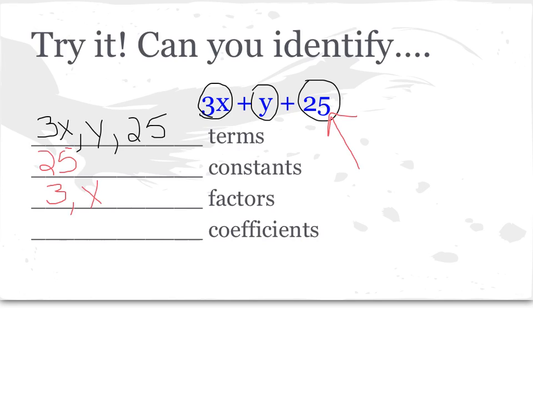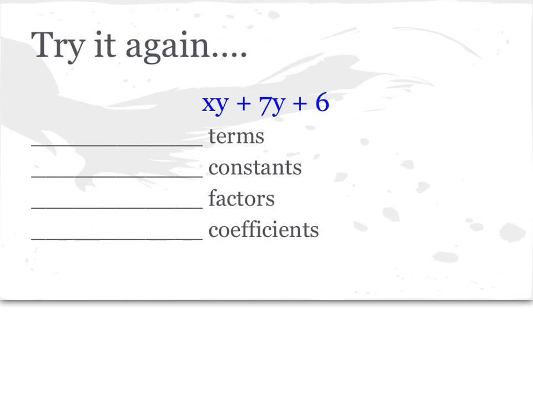And lastly, the coefficient. Since we know a coefficient accompanies a variable, it tells us how many of that variable we have. That would be 3x, which also means 3 times x, or 3 groups of x. So the coefficient is the number 3. How'd you do? You ready for another? Let's try it again.